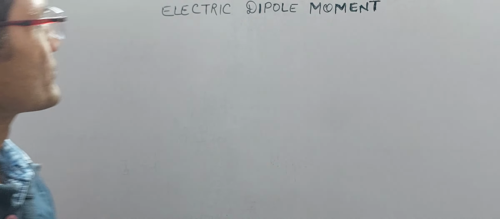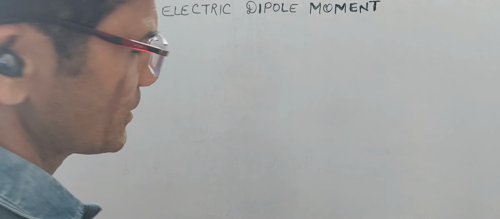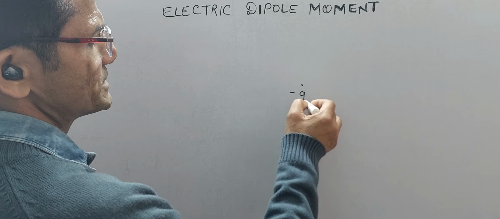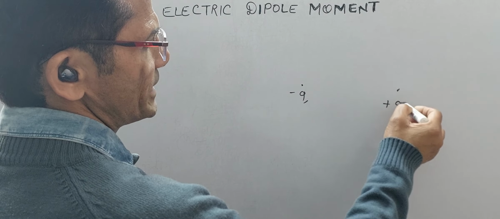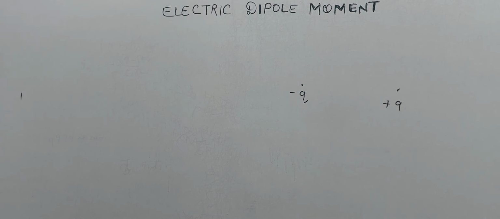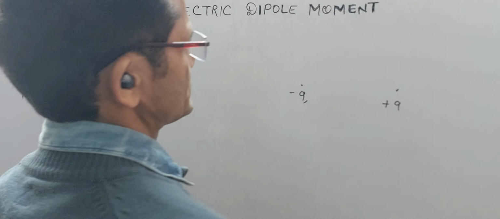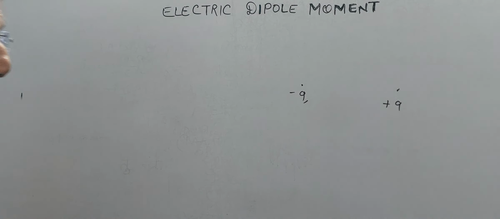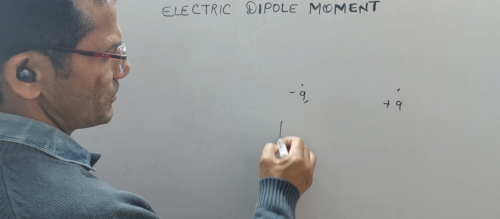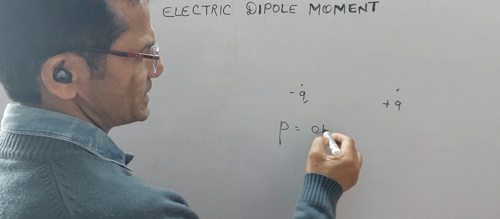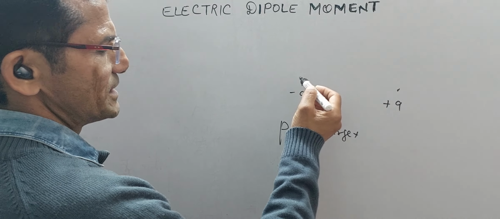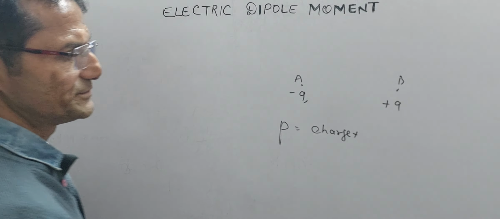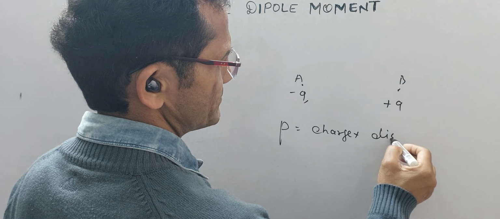We know that an electric dipole is formed when two equal and opposite charges, minus q and plus q, are placed at a small distance. We have to find the electric dipole moment of this. Generally the electric dipole moment is represented by P, and it is charge multiplied by the distance between the charges. Since I have placed two charges at A and B, the dipole moment will be the charge multiplied by the distance between them.